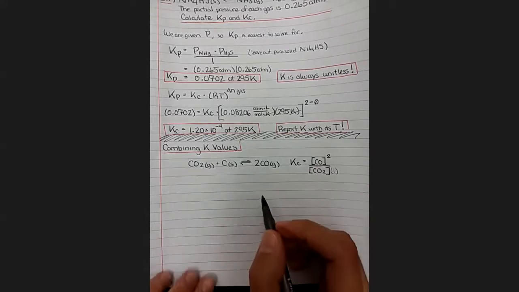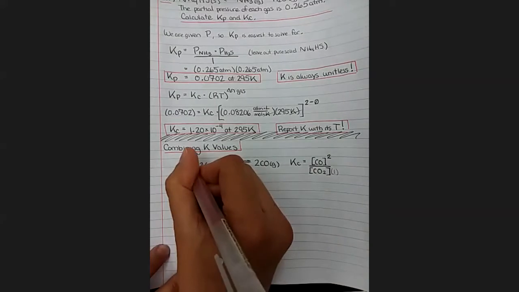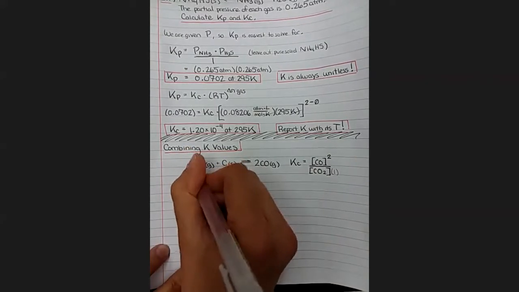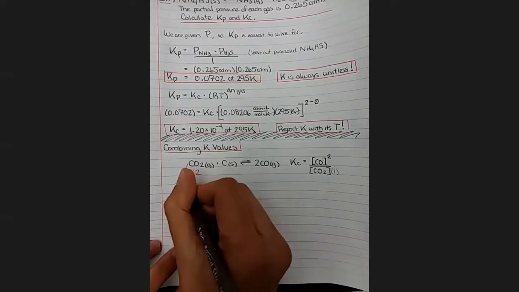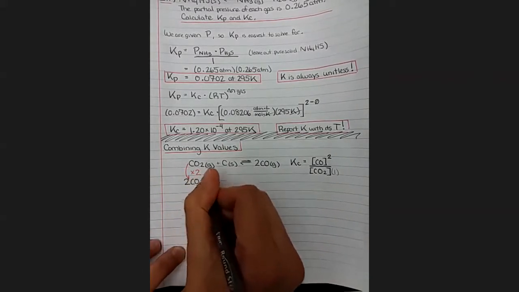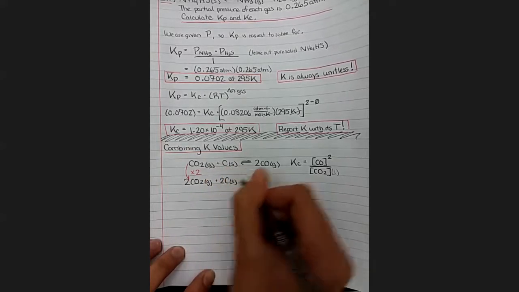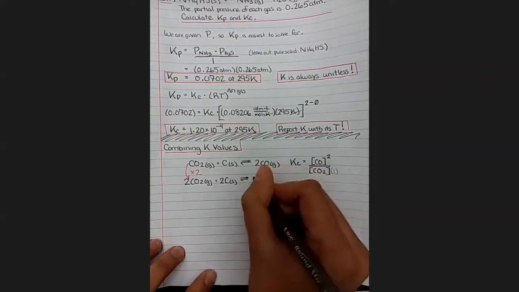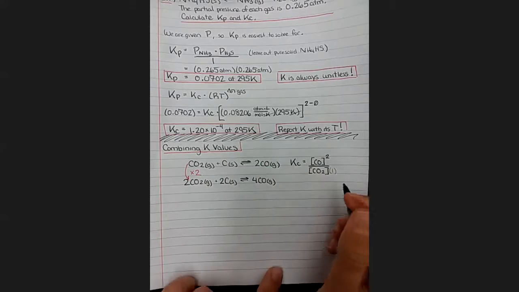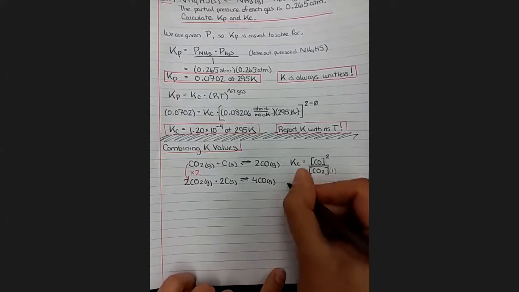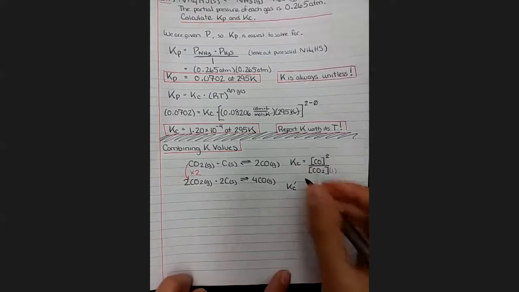Okay, so what if I wanted to modify this equation? What if I wanted to modify it by multiplying it by 2? This is something we've done in the previous chapters. So we would have 2 CO2 gas plus 2 carbon solid. And this one would become 4 CO gas. So let's write the K for this new expression. We'll call it K prime, and see what that one looks like.